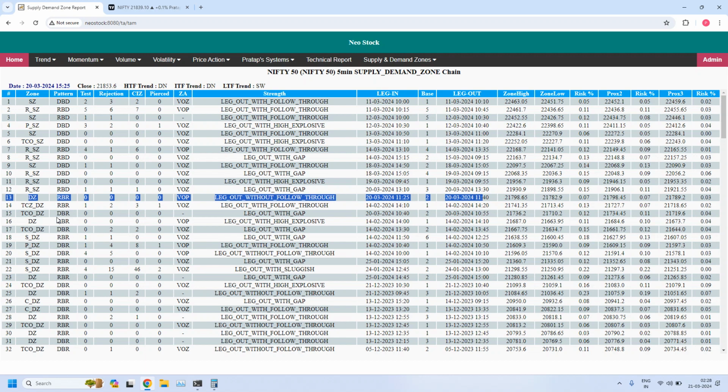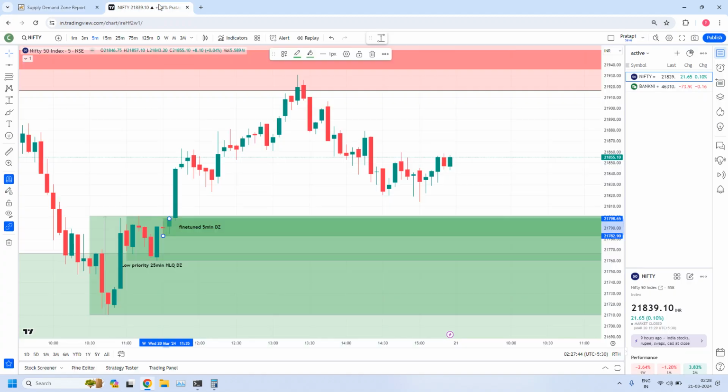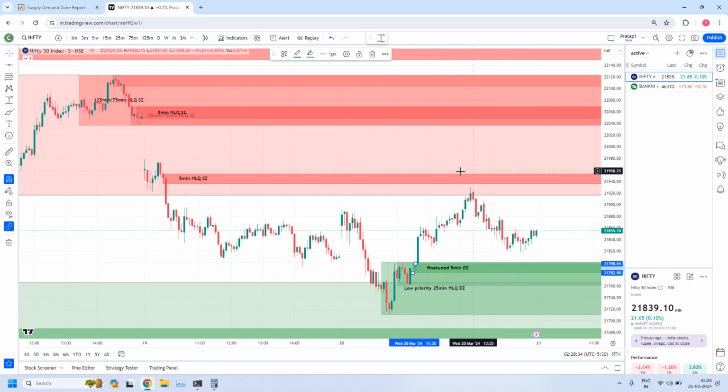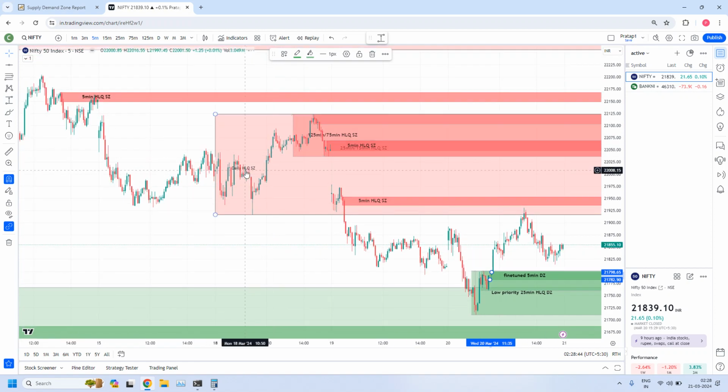But remember, if any high liquidity zone is inside another high liquidity zone, then that is a very powerful high liquidity zone. Let us assume I have a 5 minute high liquidity zone inside a daily high liquidity zone. You need not fine tune. The 5 minute high liquidity zone itself is very powerful. See, today we have seen this 5 minute high liquidity zone is not inside 15 minutes, not again inside 75 minutes. This is directly inside the daily high liquidity zone.